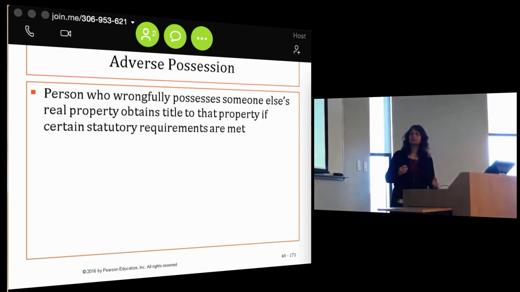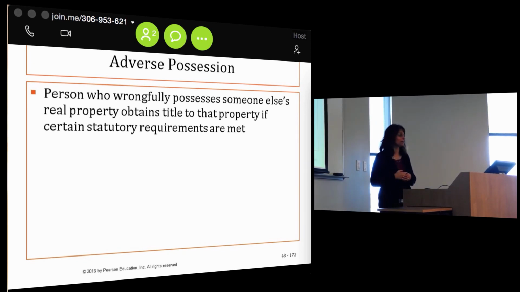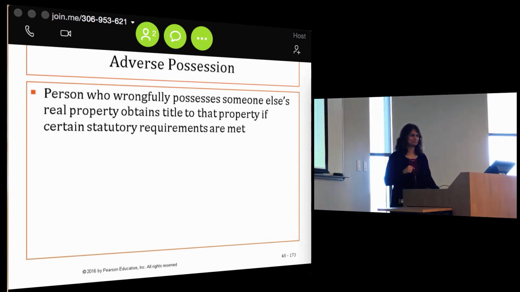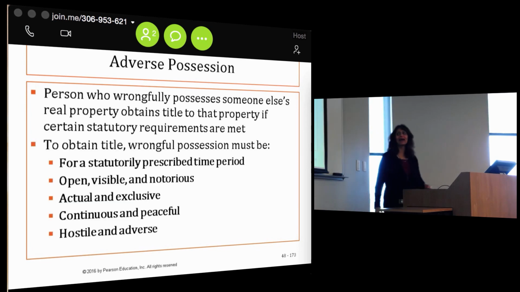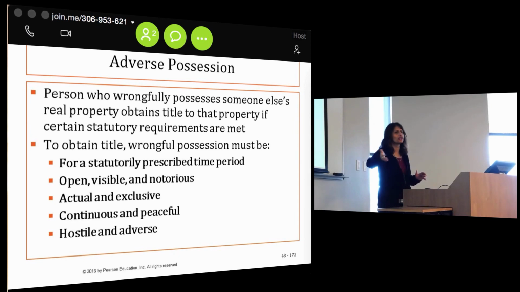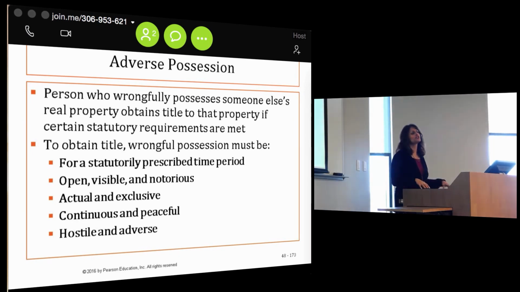Adverse possession is knowingly, wrongfully possessing someone else's property, doing it for a long enough period of time, and actually becoming the real owner. Wow. That's pretty interesting. It doesn't happen a whole lot, but it can happen. And if you look at these bullets, you can basically boil it down to ocean as a way of quickly remembering. Adverse possession could also be known as squatter's rights.